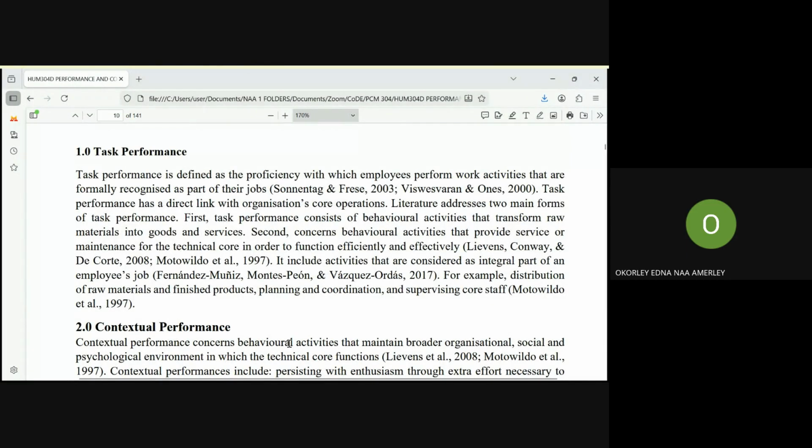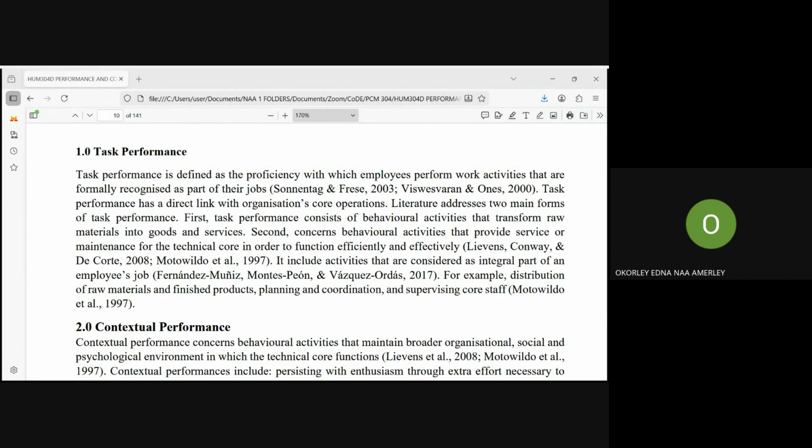So when we talk about task performance, we are talking about how well an employee can do the job that he has been given. And that job is seen as part of his job. It is the task within the job. We have a job, and then we have task in it.